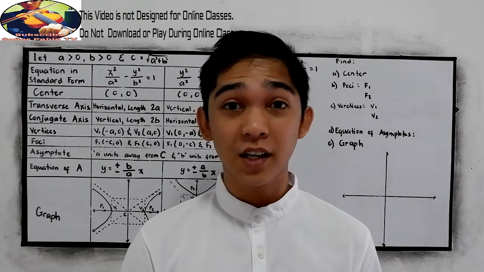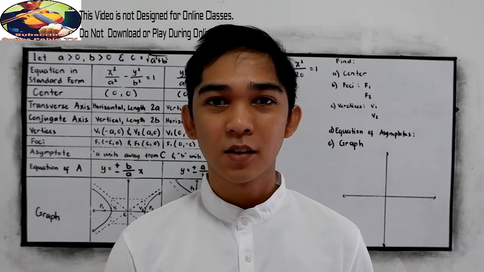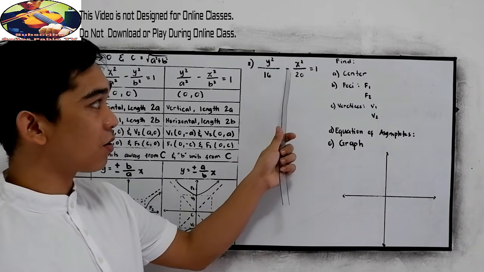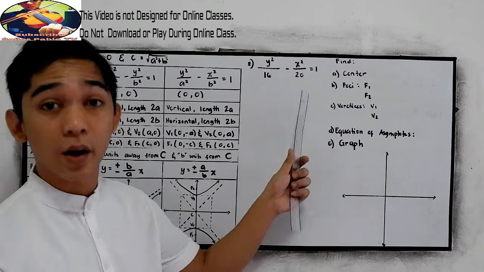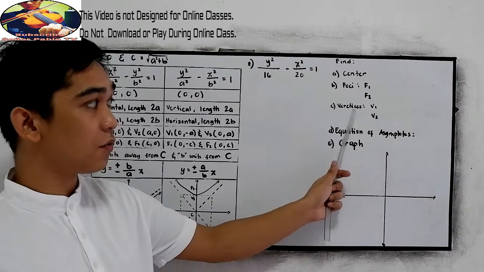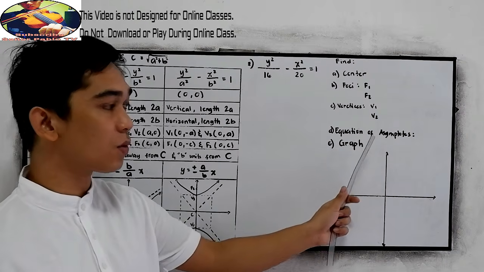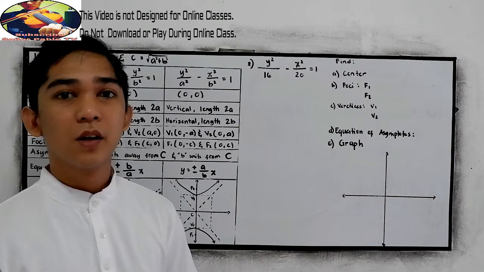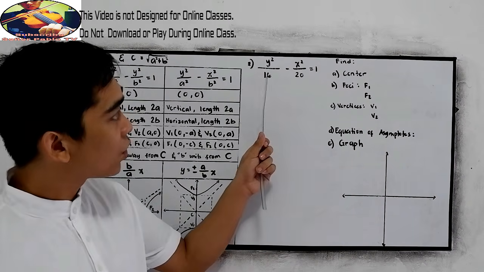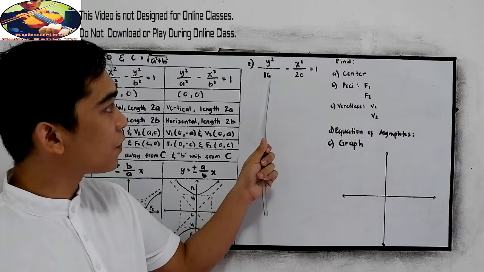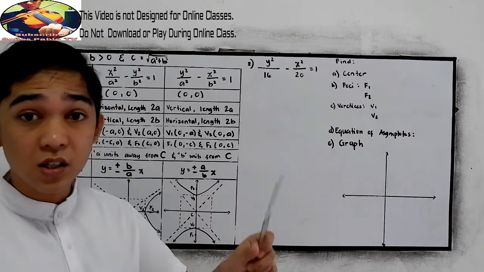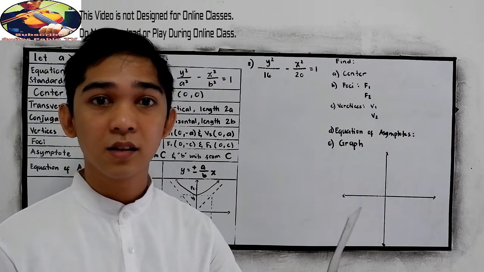And we have our second example for the hyperbola. y squared over 16 minus x squared over 20 is equal to 1. We're going to find the center, the foci, the vertices, the equation of asymptotes, and the graph. So first, study the given. The given equation is y squared over 16 minus x squared over 20 is equal to 1.